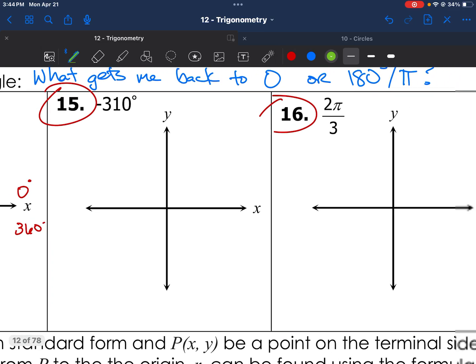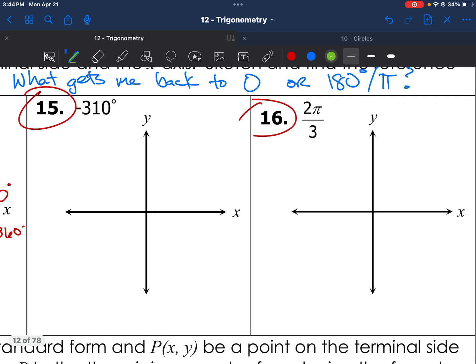All right, so even if I have, with number 15, a negative 310. So again, make your little markers. So we have negative 90, negative 180, negative 270, and negative 360. Well, if I'm going negative, I know that I need to go clockwise. So quarter turn, half turn, 3/4 turn, and go a little bit more like so. All right, so here's our negative 310 degree angle.